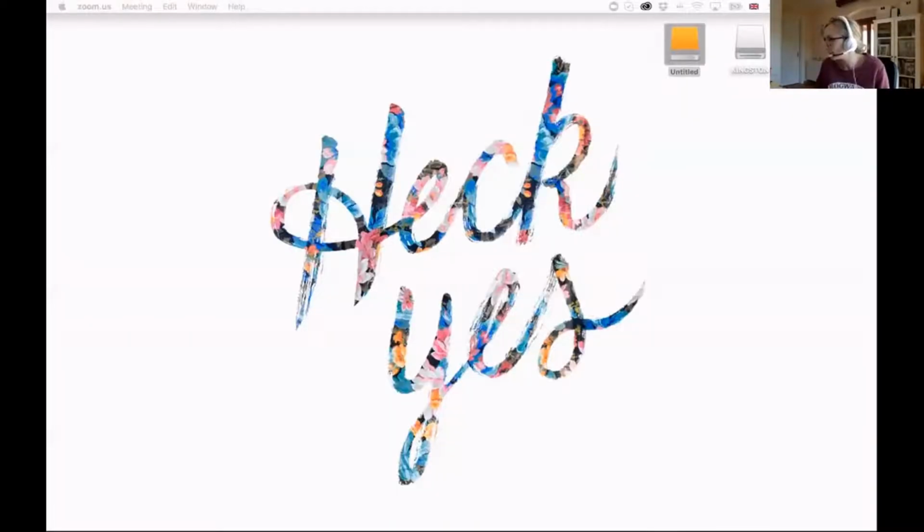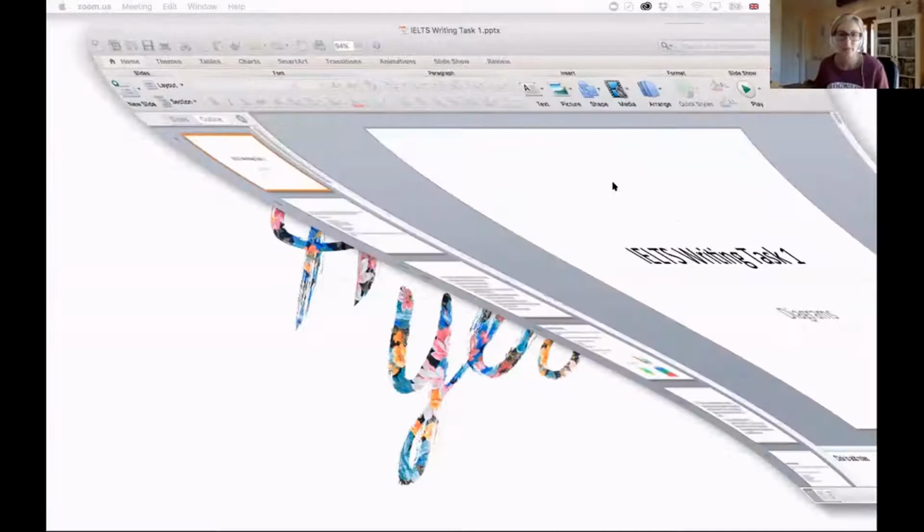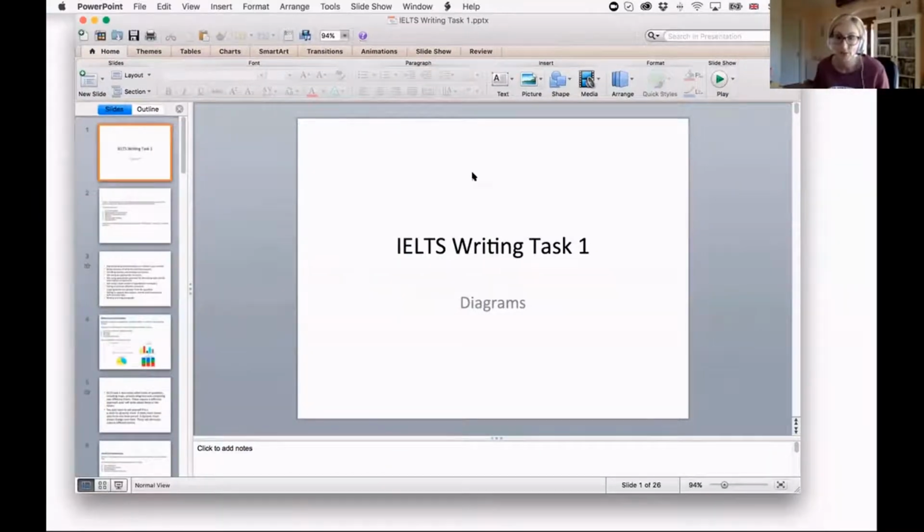Okay, all right, well, we'll get started today then. So today we're going to have a look at writing task 1. And we're going to start with an introduction to what it is, and then we're going to talk about line graphs and have a look at line graphs.